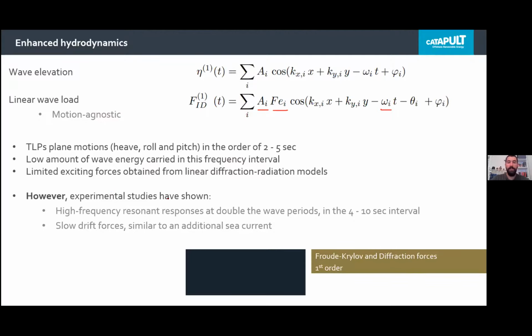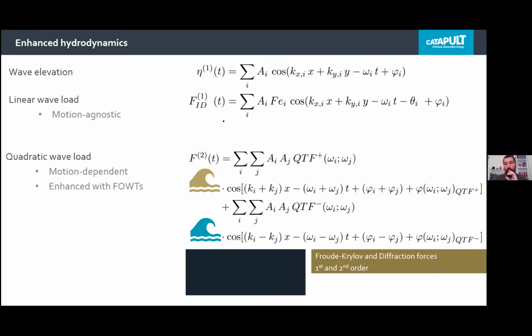However, experimental studies have shown that there were observations of high frequency resonant responses to the incident wave and some slow drift forces, which in this case had a frequency that was significantly lower than the incident wave frequency. Why does that happen at all? Why don't we see it in this equation? Well, the answer to that lies in the quadratic wave load model, an equation that we've all seen in primary school, I'm sure.